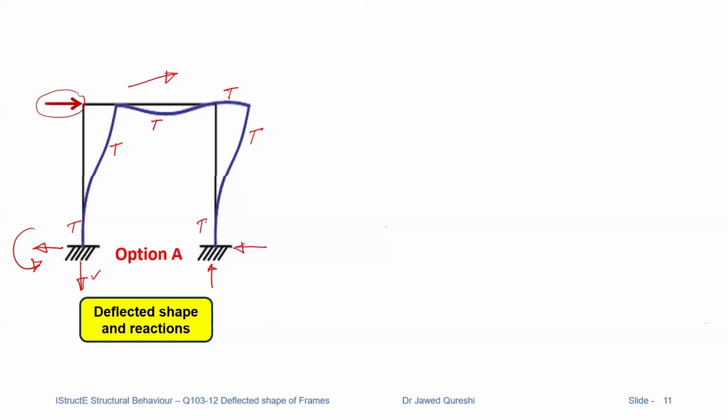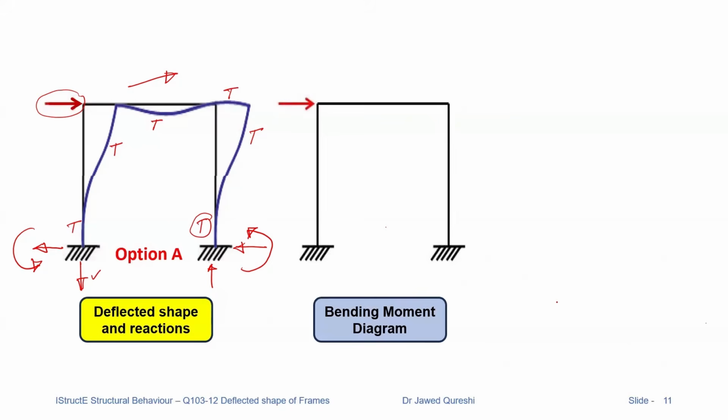And the moment that will generate this tension will be again anti-clockwise moment. Once we have all this, then you can pretty much draw anything. You can draw bending moment diagram, you can draw shear force diagram, you can establish anything without the need of any calculations. Let us draw bending moment diagram first.